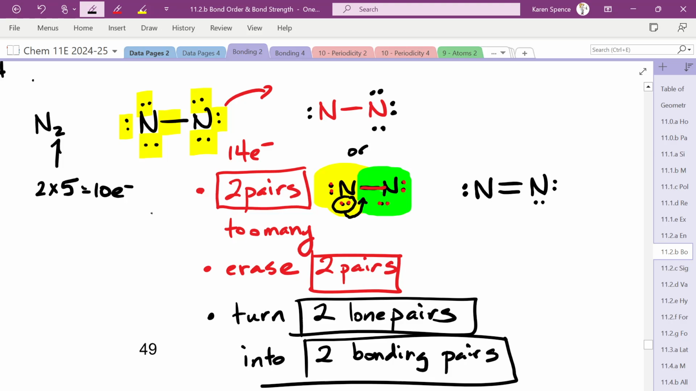And then I have to do that to a second pair, so I'm going to bring these guys into the middle and turn those into a bonding pair. And now if I count my number of electrons, I have 2, 4, 6, 8. So basically, in total, you erase 4 lone pairs, replace the 4 lone pairs with 2 bonds.